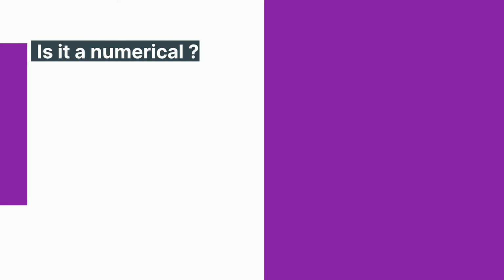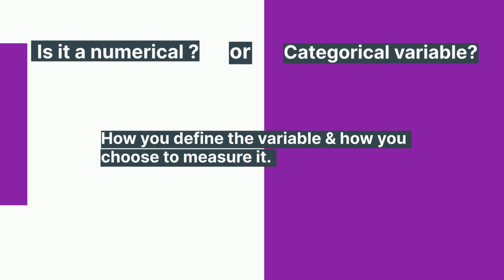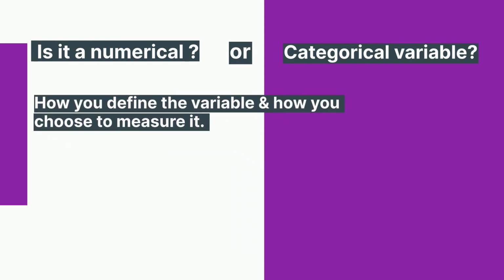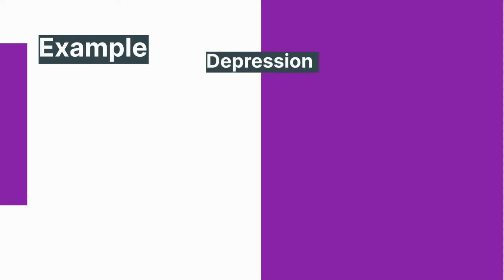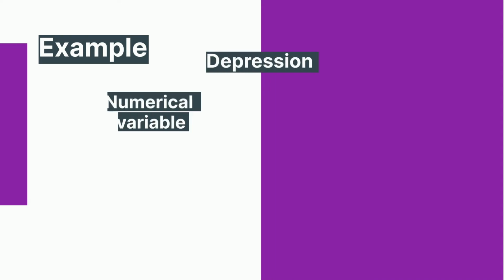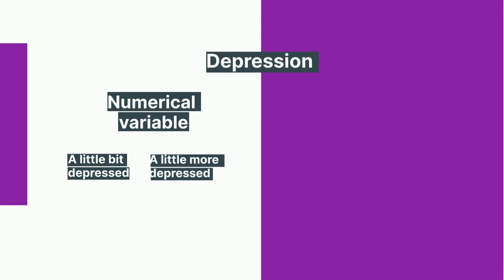Okay, then when exactly is a variable a numerical variable, and when is it a categorical variable? This depends on how you define the variable and also how you choose to measure it. So let's take an example. Let's take depression. On the one hand, you could say that depression is a numerical variable because you can be a little bit depressed, you can be a little bit more depressed, you can be very depressed. So it is something that we can think of as a numerical continuum.